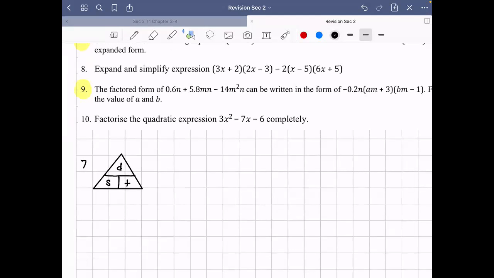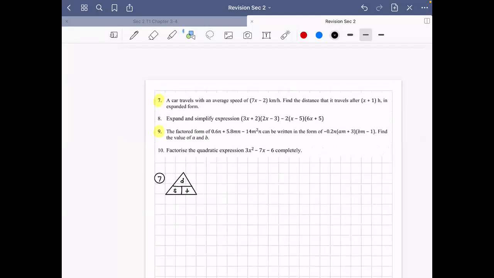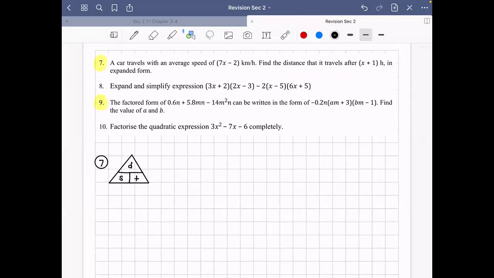Okay. Now start doing number 7. So again, a car travels with an average speed of 7x minus 2. That's the speed. And we should find the distance if it travels after x plus 1 hours. So what should you do? What's the formula there if you're finding for the distance?